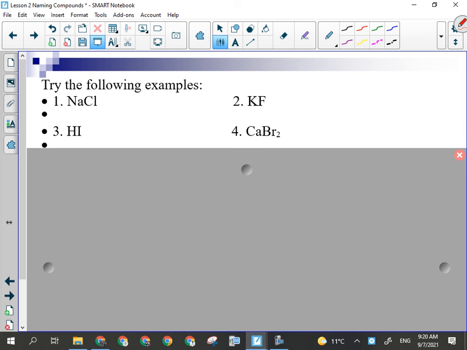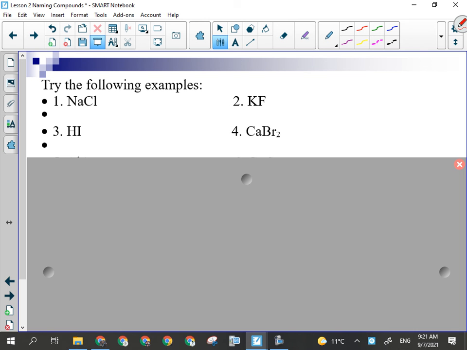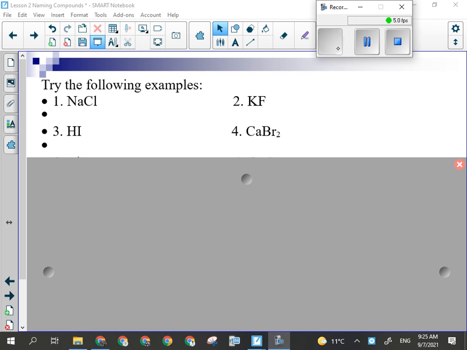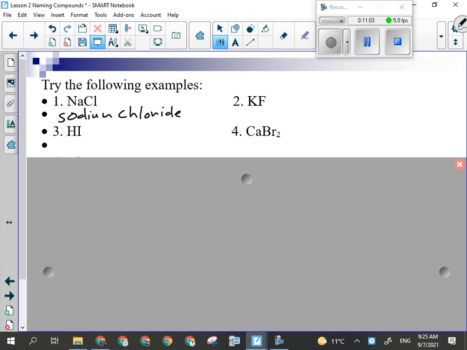I'm going to hand out some periodic tables now, and I want you to try the first 4 on there. So first one, what is my metal? Sodium. All right. And what's my non-metal? Chloride. Sodium chloride, done, easy.